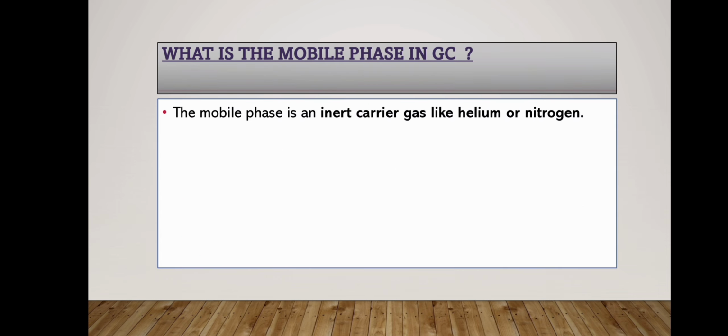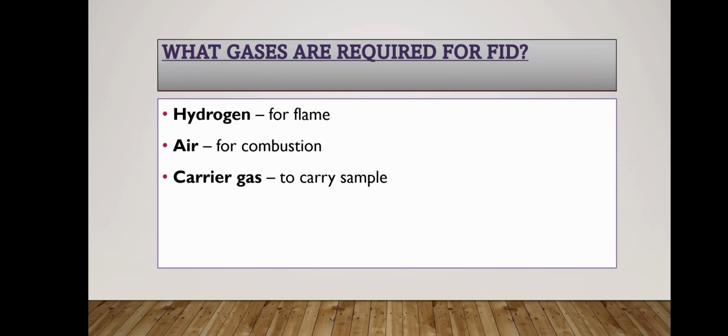What is the mobile phase in GC? The mobile phase is an inert carrier gas like helium or nitrogen. What gases are required for flame ionization detector? The flame ionization detector requires three main gases to operate properly. First, fuel gas, usually hydrogen. This is needed to produce the flame. Second, combustion gas, usually air. This supports the combustion of hydrogen, making the flame stable. Third, carrier gas, often nitrogen or helium, used to increase sensitivity and carry the sample.